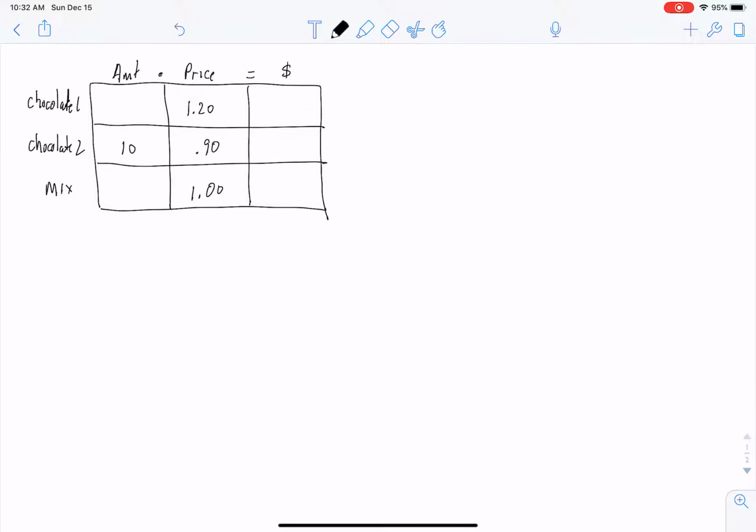So the variable for here is, we'll call it C for chocolate, right? Even though it's chocolate 1, we'll know that from our table. And the mix, we don't know. And then we can multiply across to get this one.